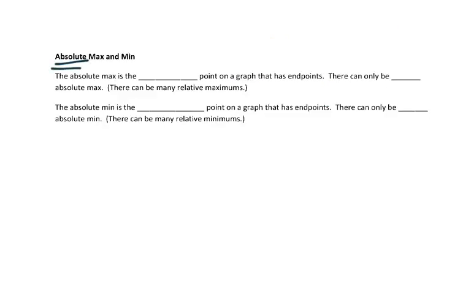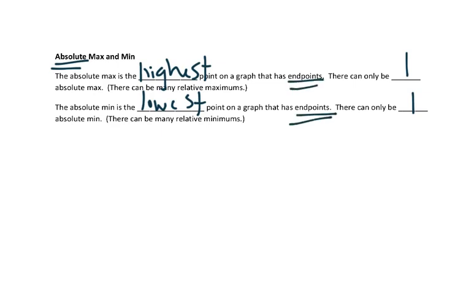Now an absolute max is the highest point on the graph that has endpoints. There can only be one of them. And the absolute min is the lowest point on a graph that has endpoints, and there can only be one of them. So part of the requirement for absolute max and absolute min is it has to have endpoints on your graph, and then you need to consider those endpoints as possibly the highest or the lowest part of the graph.